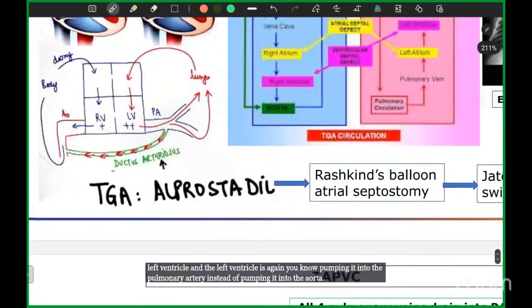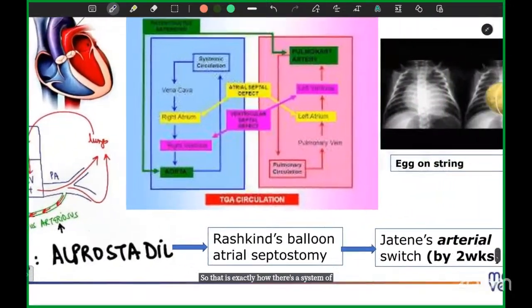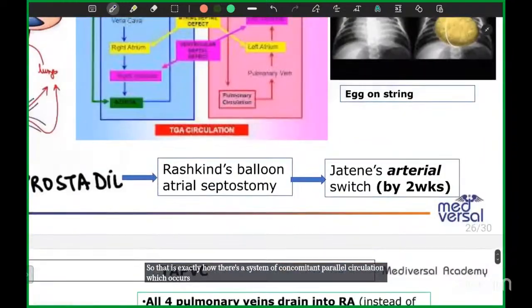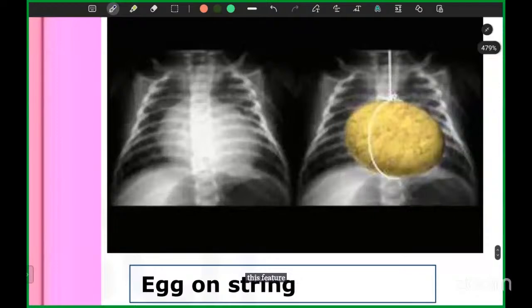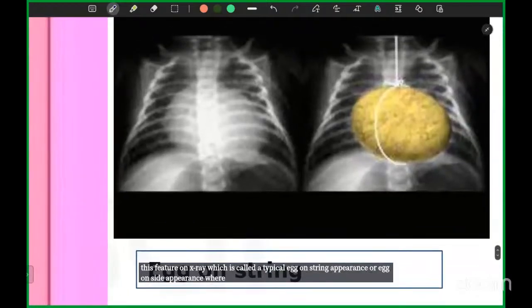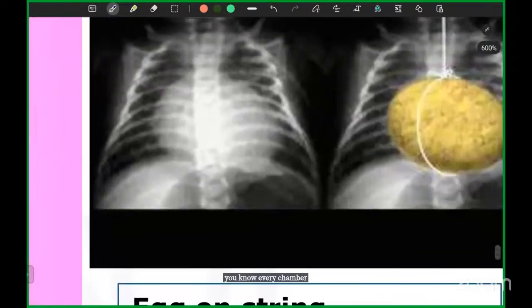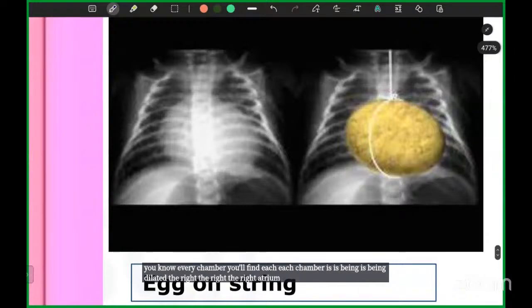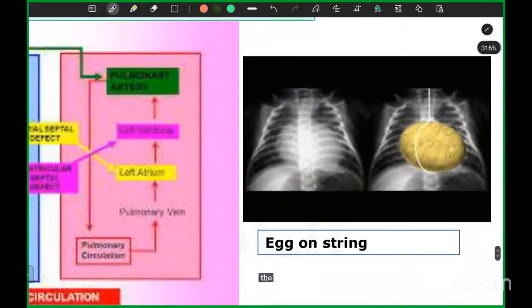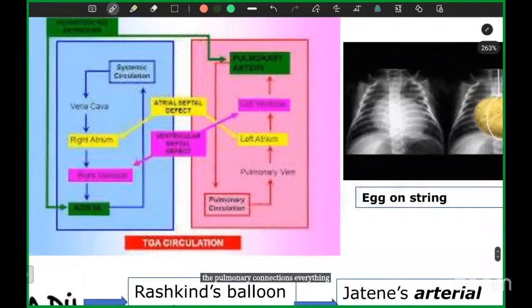So that is exactly how a system of concomitant parallel circulation occurs, and you can have this feature on X-ray, which is called a typical egg on string appearance, or egg on side appearance, where every chamber is dilated. The right atrium, the pulmonary connections, everything is dilated, as you can find.